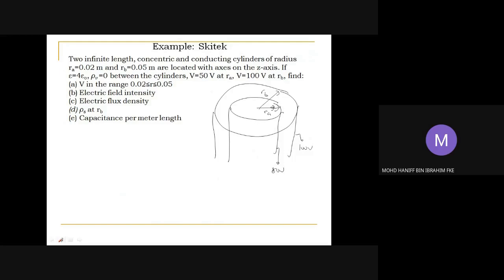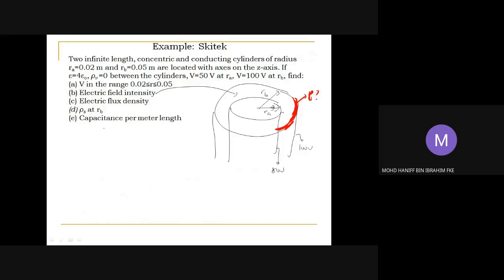RB is at this particular region. Okay, so how to find the rho S here? How to find the rho S? That's the question. We have calculated just now from our E field intensity.